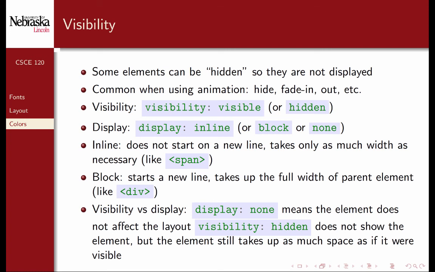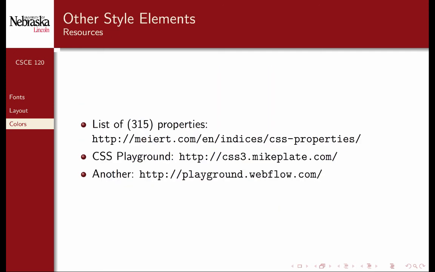Display none will mean that the element does not affect the layout at all. The page will be rendered as if the element doesn't even exist. Whereas visibility hidden does not show the element, but the element still takes up about as much space as if it were visible. There are over 315 CSS properties supported in CSS version 3. Here's a good resource on all the documentation of all these properties as well as their possible values. In addition, here are 2 resources that you can use to play around with various styles.